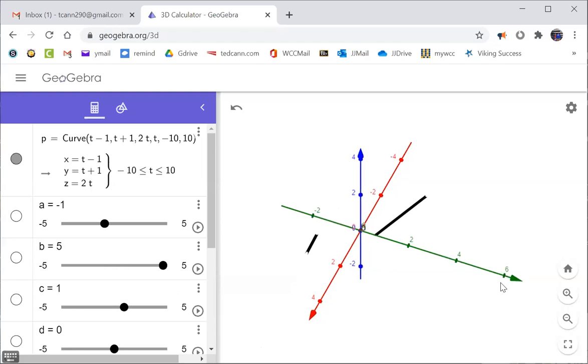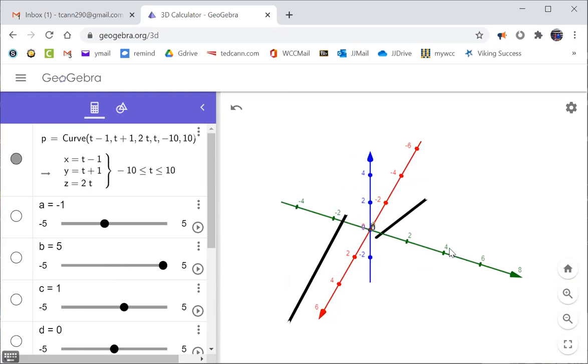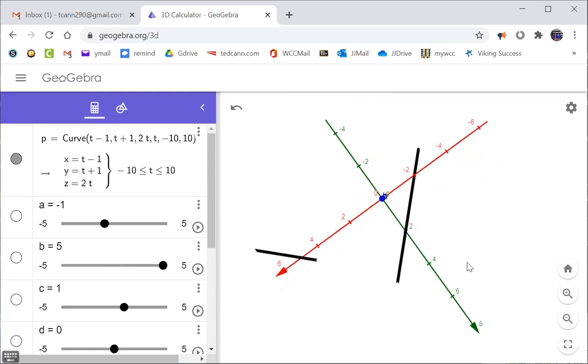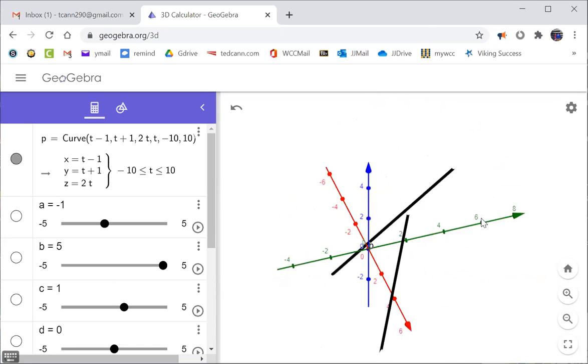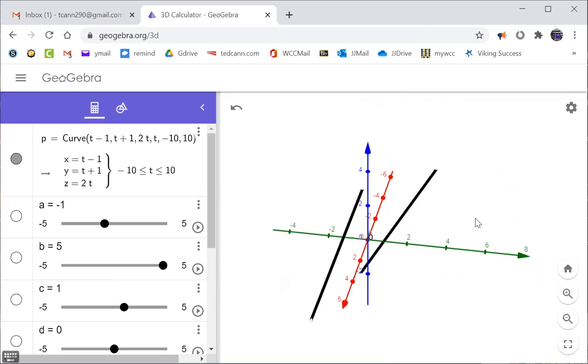All right, so it seems like it's definitely a set of skew lines. They're not parallel. They don't seem like they're going to intersect, although, oh, actually, maybe they would, I don't know. Well, I guess we're going to find out, right? So that's the beauty of it.